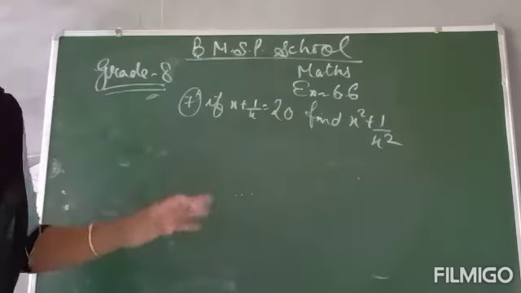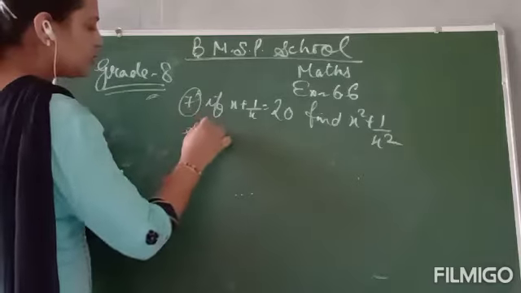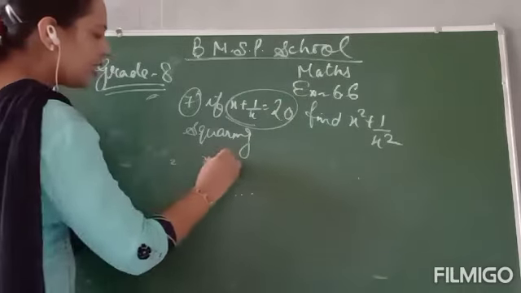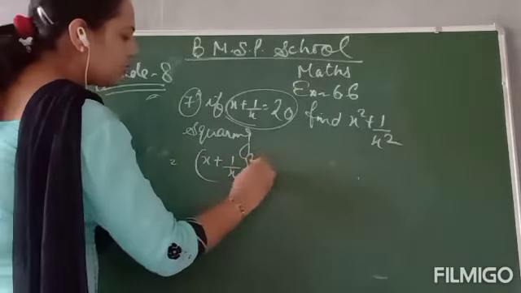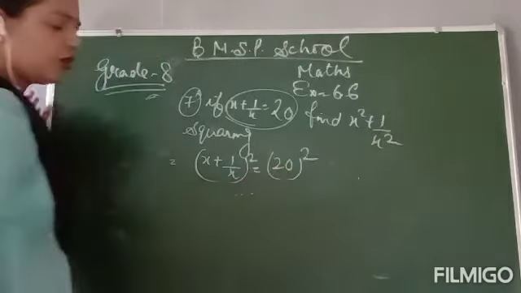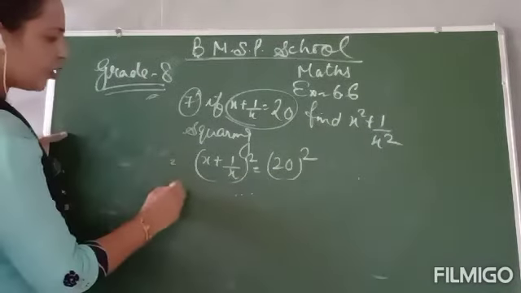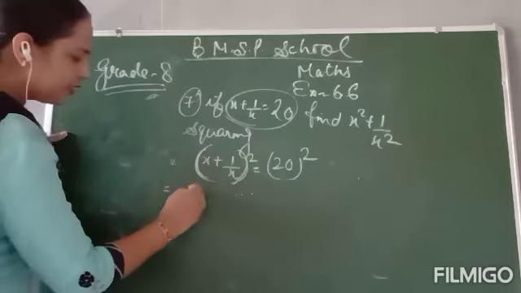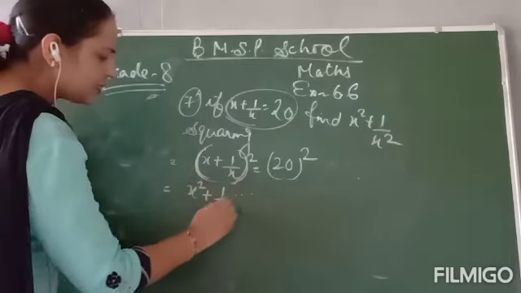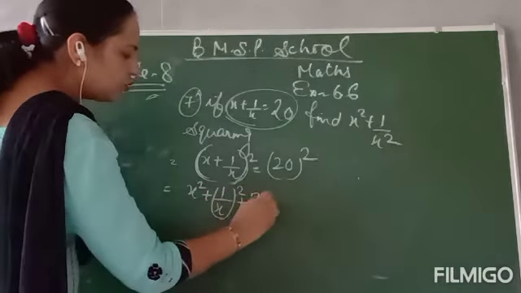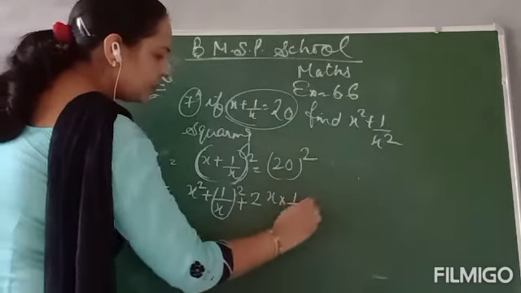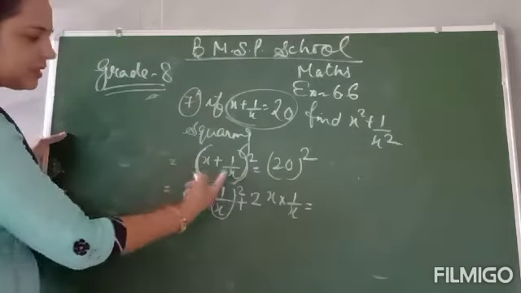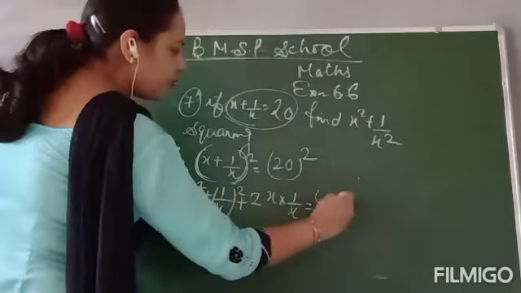So from this I come to know that squaring I have to do. So squaring on both sides: (x plus 1 by x) square is equal to 20 square. On both sides I have done squaring. Now the formula for this is the square of (a plus b), which is a square plus b square plus 2ab. Okay, this is the formula, a square plus b square plus 2ab. 20 square is 400.